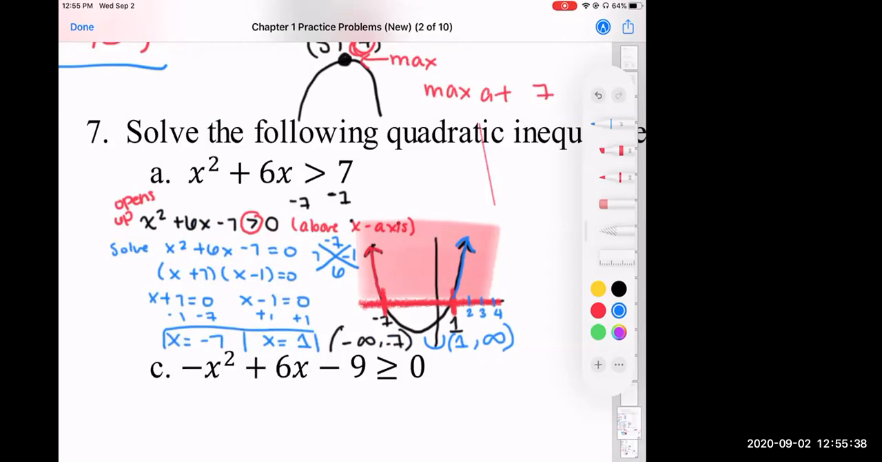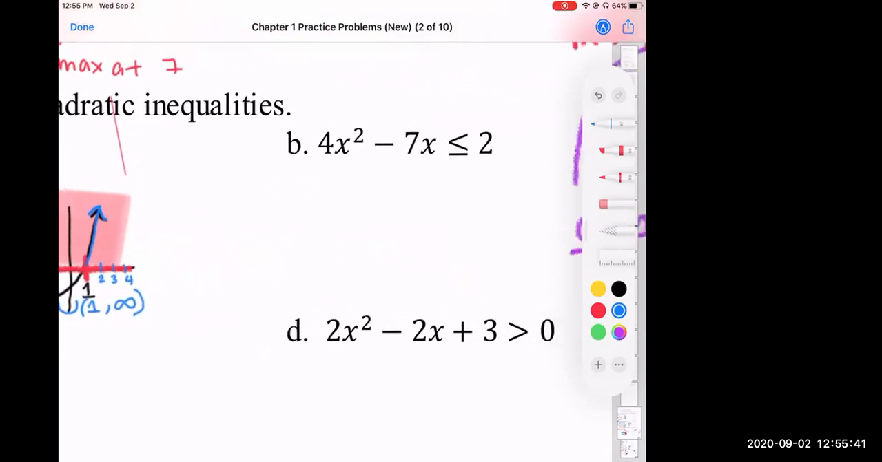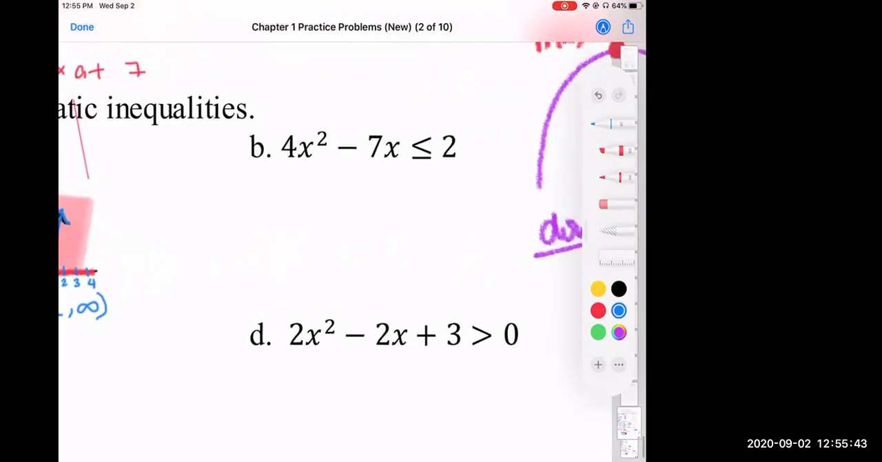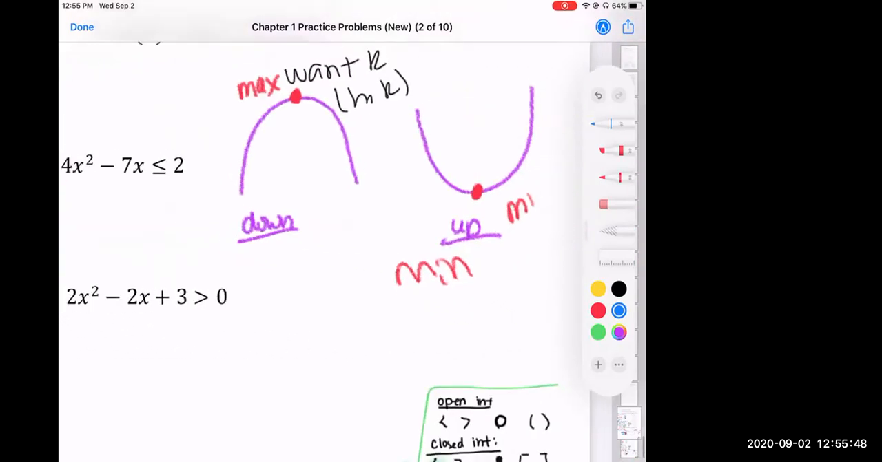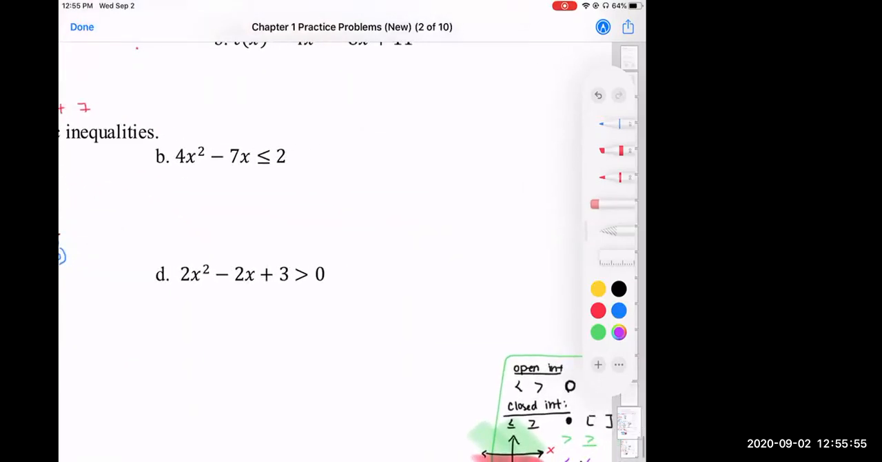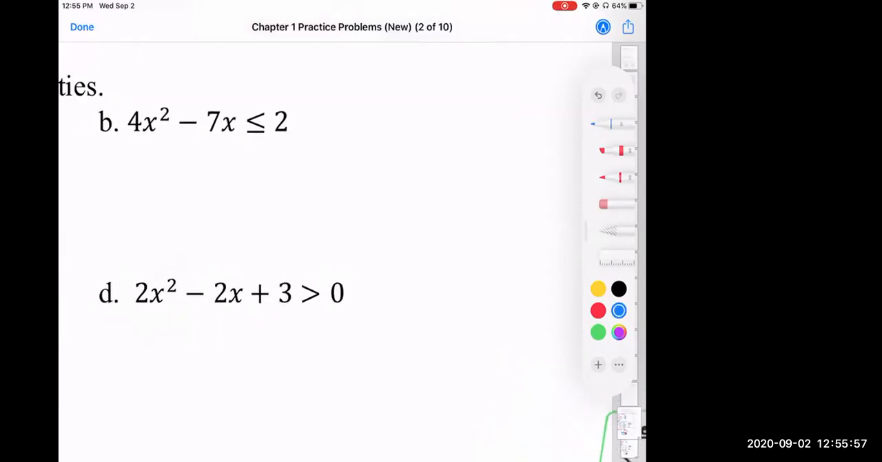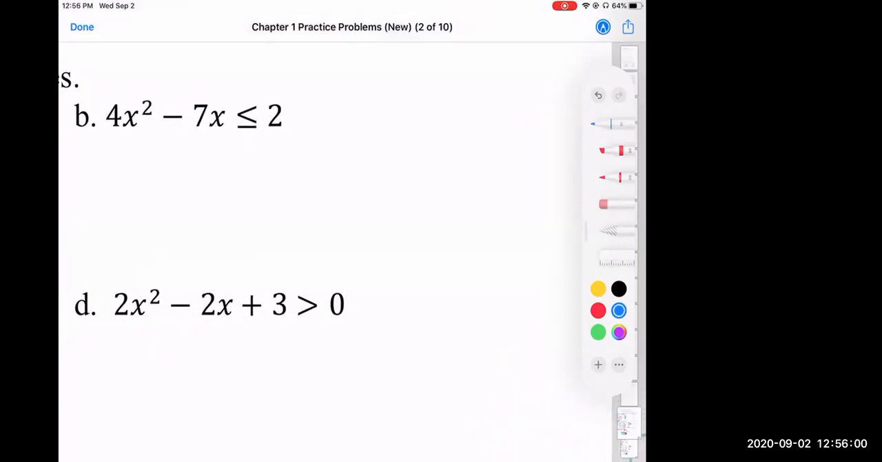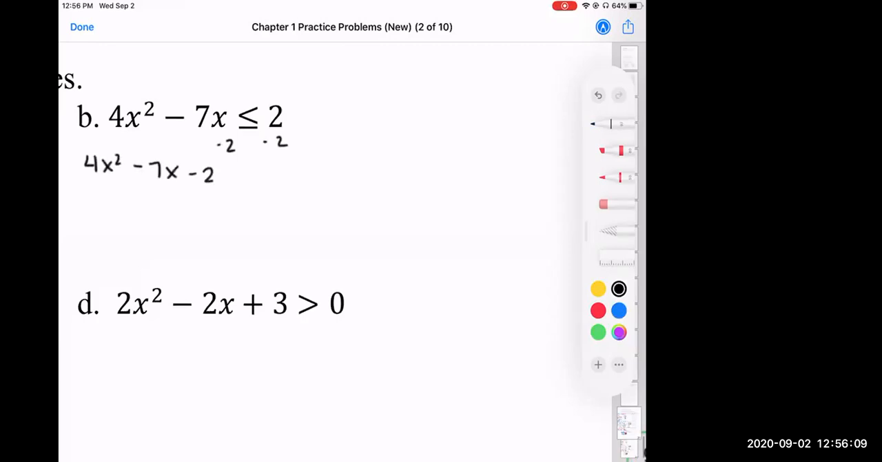All right, let's continue with B. Same idea, I first have to set it equal to 0. Let me erase these side notes so I can write more. So let's begin by setting it equal to 0 by moving that 2. So minus 2, I have 4x squared minus 7x minus 2 is less than or equal to 0.